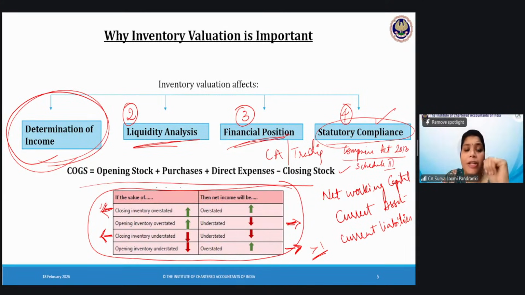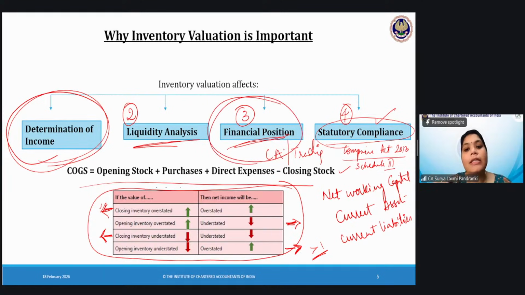It will look at your balance sheet, where it is placed in your balance sheet. Your inventory is in your balance sheet and where? In your current assets. Since it is placed in your balance sheet and affecting your current assets, any change or any wrong valuation in your inventory will affect your balance sheet. That is what it is trying to say in this third point.